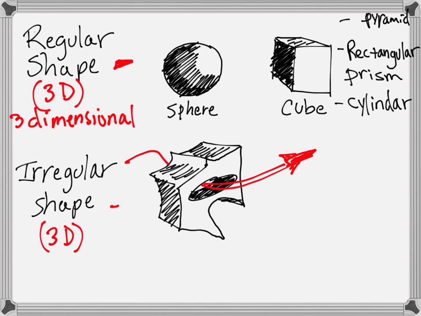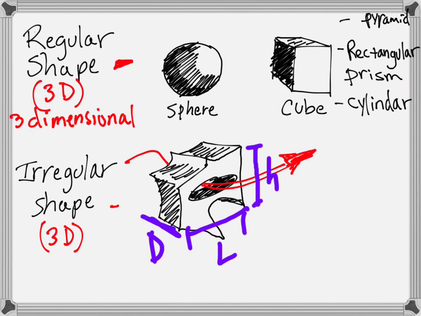And it's 3D because it has length, height, and depth or width. 3 dimensions, 1, 2, 3. More on that later.